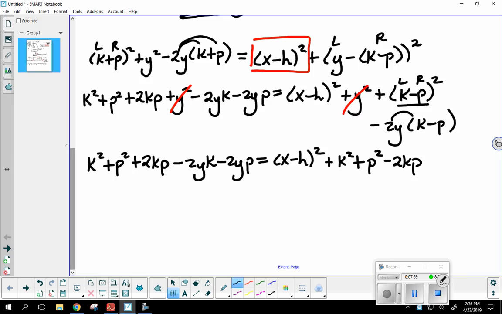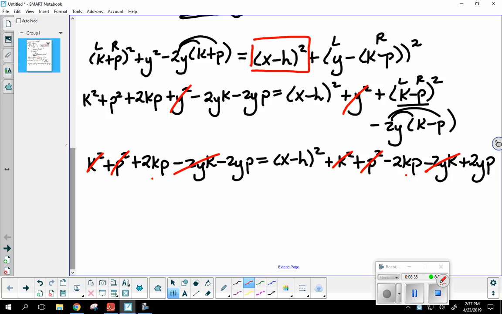And now I'm going to distribute. So that would be minus 2yk. And this would be plus 2yp. The two negatives will give you a positive. Now at this point, you're going to notice several other terms that should be able to cancel. We have the k squareds. We have the p squareds. Okay, what else can cancel? We also have negative 2yk. Those cancel.